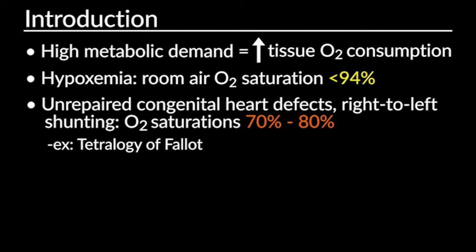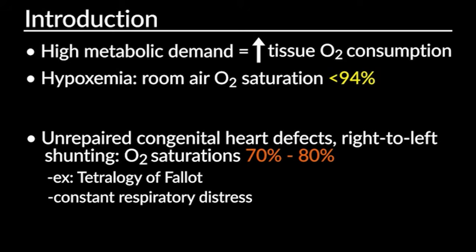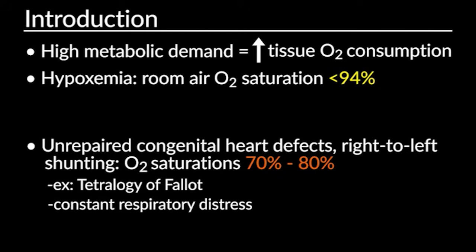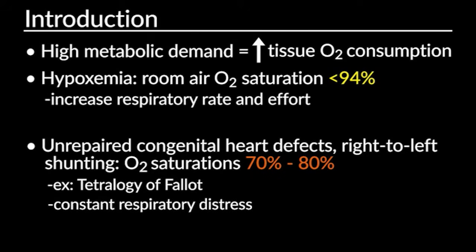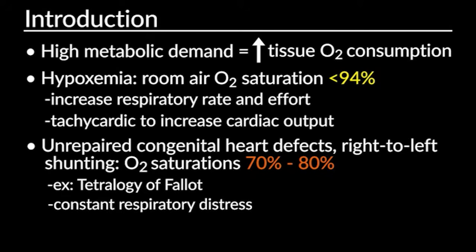Those patients live in a constant state of respiratory distress. Children with hypoxemia initially compensate by increasing their respiratory rate and respiratory effort. To maintain oxygen tissue delivery, the child will become tachycardic to increase cardiac output.